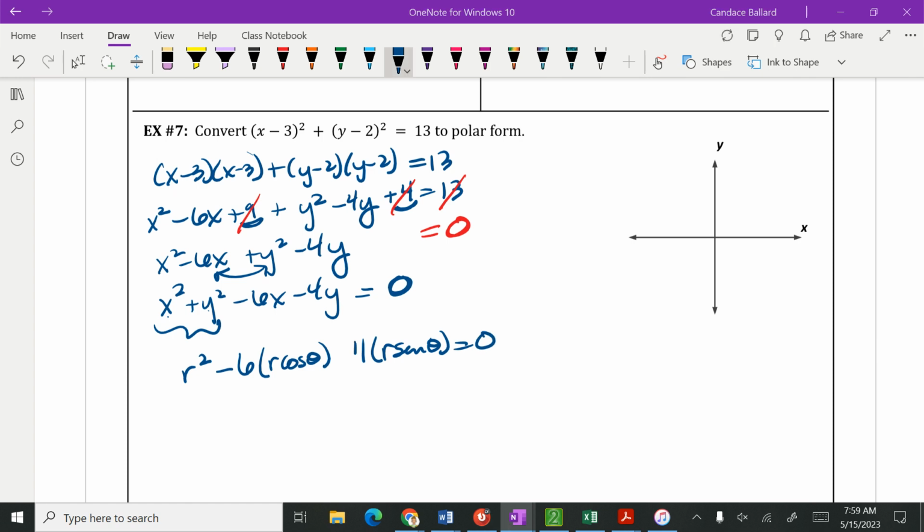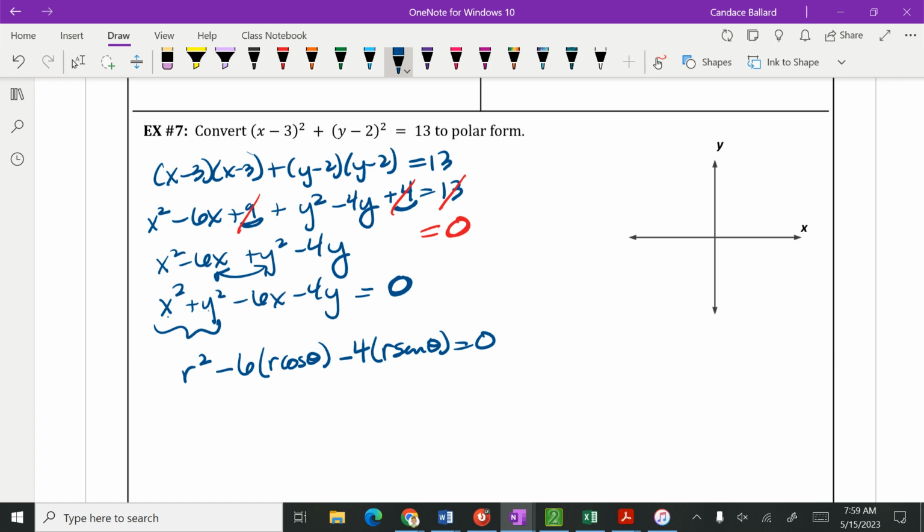All right. Okay. If I was going to try to maybe solve for this and get r by itself, okay, this is good. This is technically a polar equation, right? I've got it in r's. I've got it in cosines. There is a way, though, to get it into r equals here a little bit.